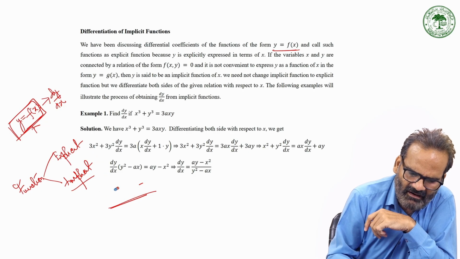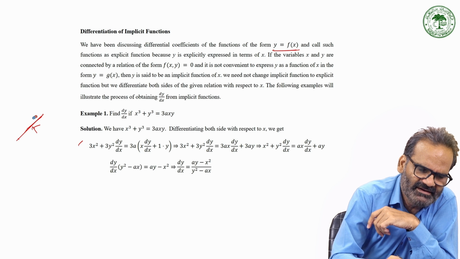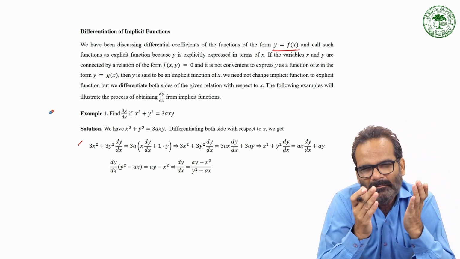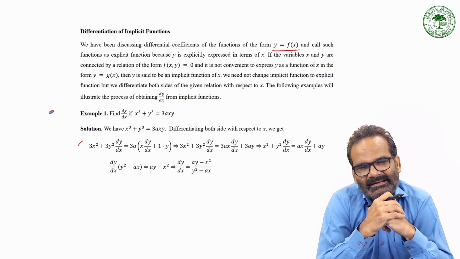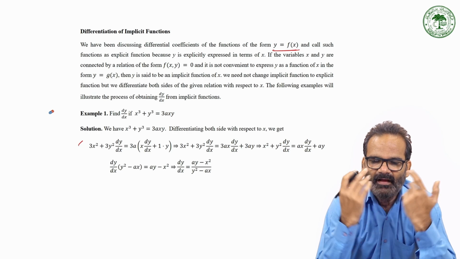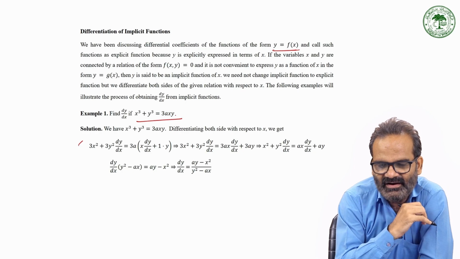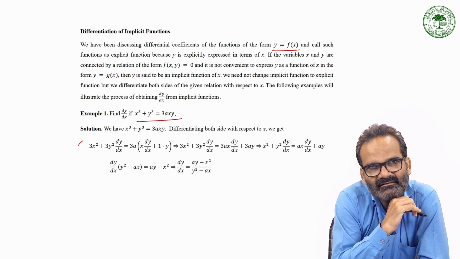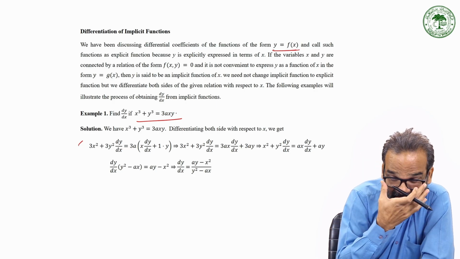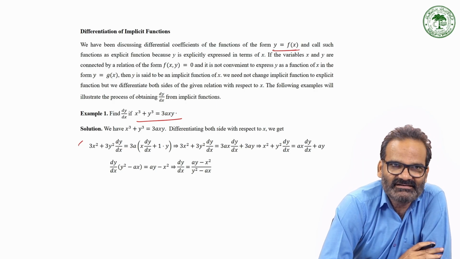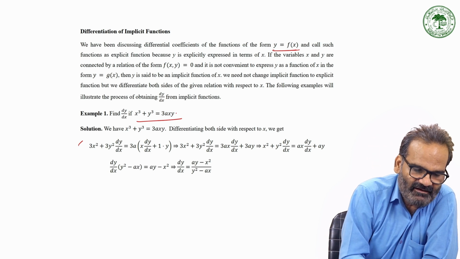The process of finding the derivative of an implicit function is almost verbatim. We are not going to use any new formula or any new technique, but it is a very little bit different from what we did in the case of explicit functions. Let us take an example. Find dy over dx if x cube plus y cube equals 3axy. Here x and y are multiplied together, so this is an implicit relationship or equation. We will find its derivative. This function cannot be written in the form y equals f(x).